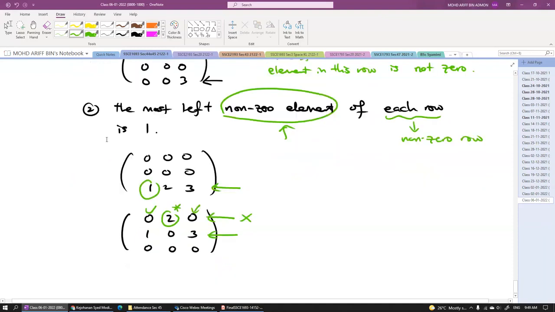How about row number 2? The non-zero elements are actually 1 and 3. Once again, we are not considering the 0 because we focus on non-zero elements. So 1 and 3, and between 1 and 3, the left element is 1, and this is already 1. So this is no problem. The first example here also has no problem. So this is how we understand the second condition. Any question for the second condition? Understand? Yes. Okay.